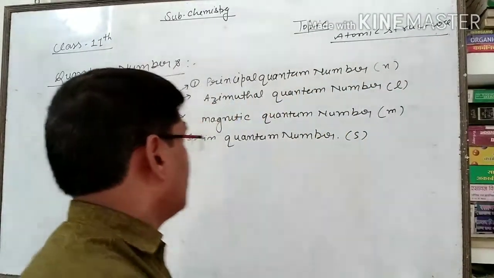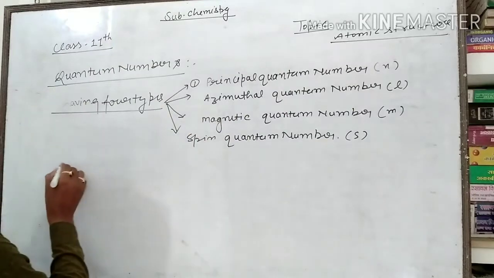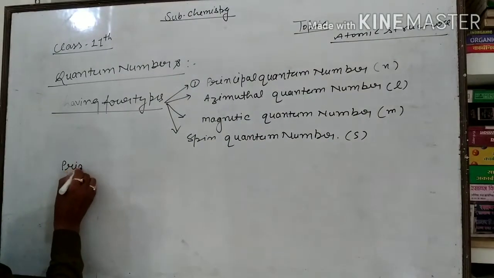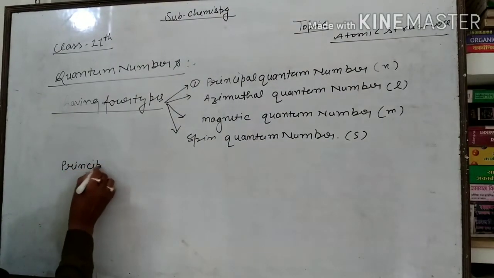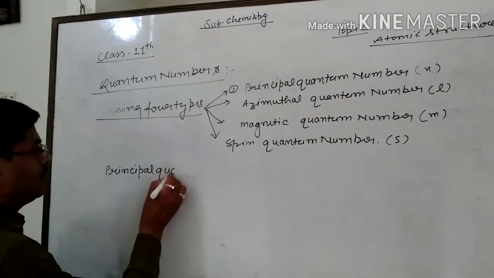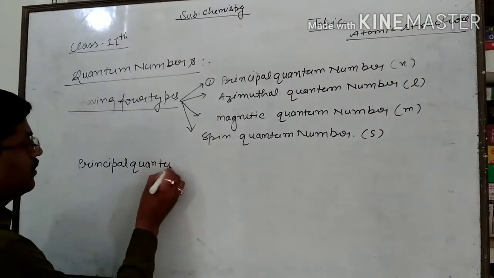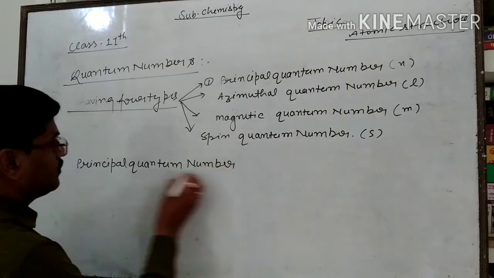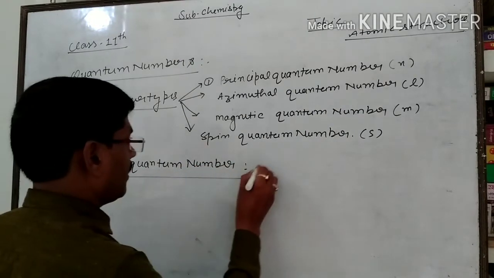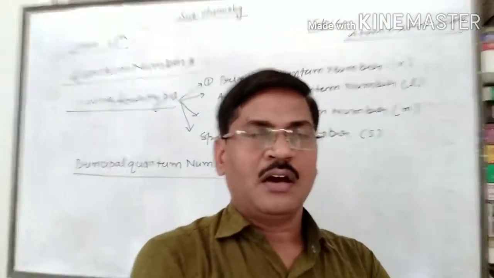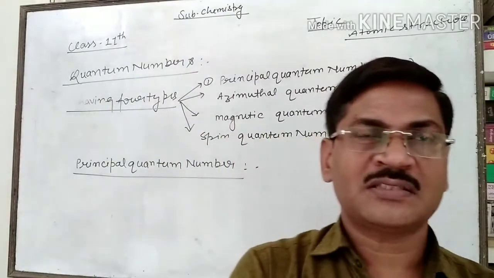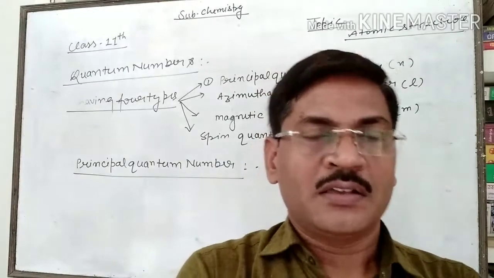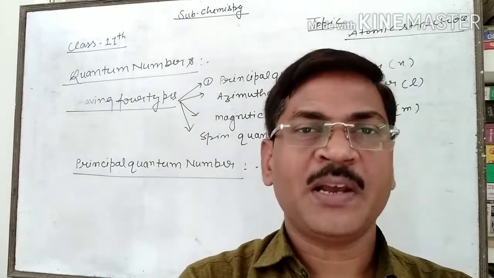First of all, the principal quantum number. As all of you know, principal means the main. That's why it is known as the principal quantum number.